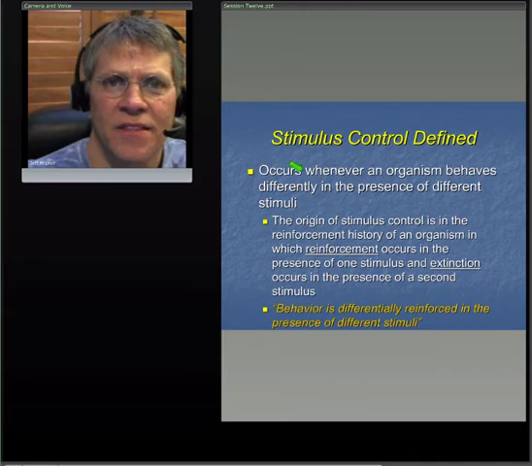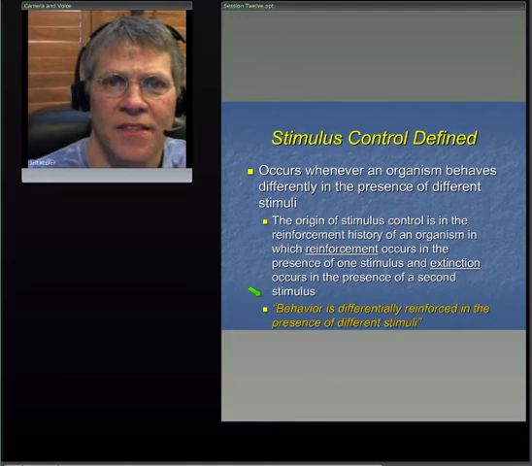How do we come to learn what behavior should occur in this situation versus not in other situations? Because if you cannot read situations very well, you're not going to respond effectively to the contingency of reinforcement. The origin of stimulus control happens when we have a reinforcement history in which reinforcement occurs in the presence of one stimulus and extinction occurs in the presence of a second stimulus. That is, behavior is differentially reinforced in the presence of different stimuli.